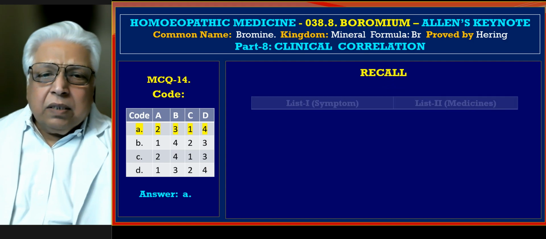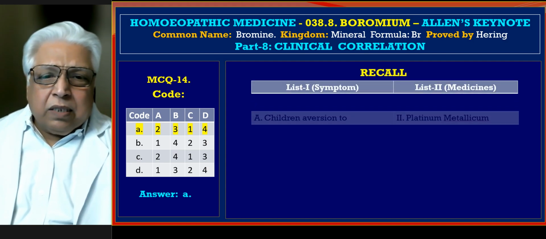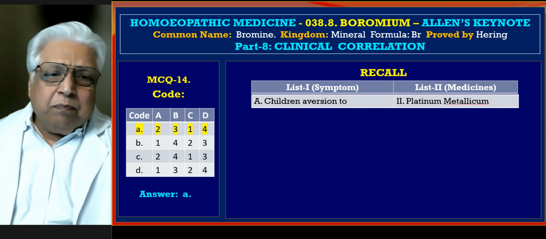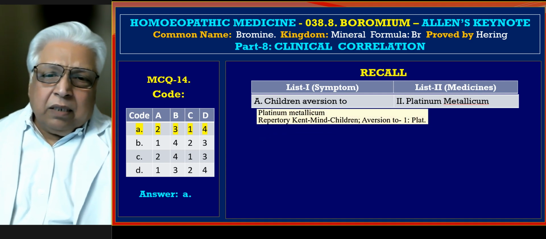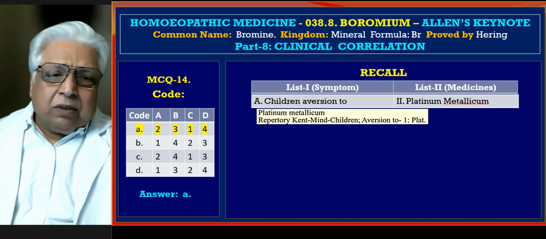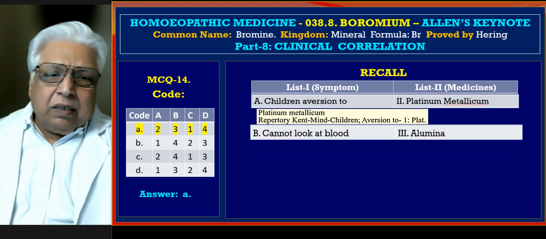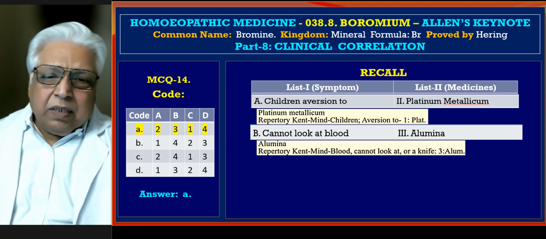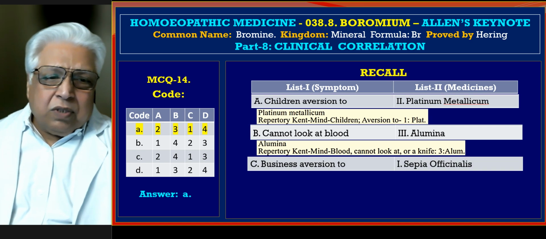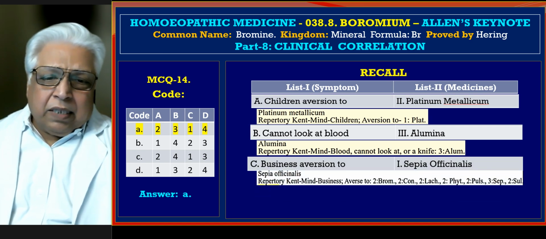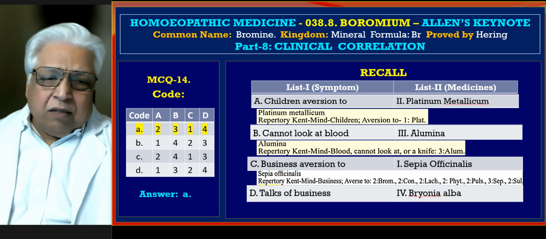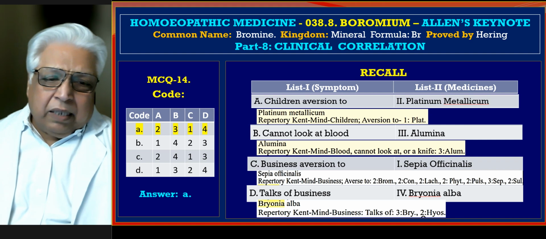Let us confirm. List one symptom and list two medicine. The correct choice is children aversion to is Platinum metallicum, 2, coming from Kent's Repertory, Mind, children, aversion to, Platina. Cannot look at the blood, Alumina, 3, and the reference comes from Kent's Repertory, Mind, blood, cannot look at, or knife, Alum. C, business aversion to, Sepia officinalis, and the reference comes from Kent's Repertory, Mind, business, aversion to, and we have Sepia in 3+. D is talks of business, and we have here the fourth, Bryonia alba correspondingly, and the reference is coming from Kent's Repertory, Mind, business, talks of, Bryonia and Hyoscyamus. So here Bryonia is correct.